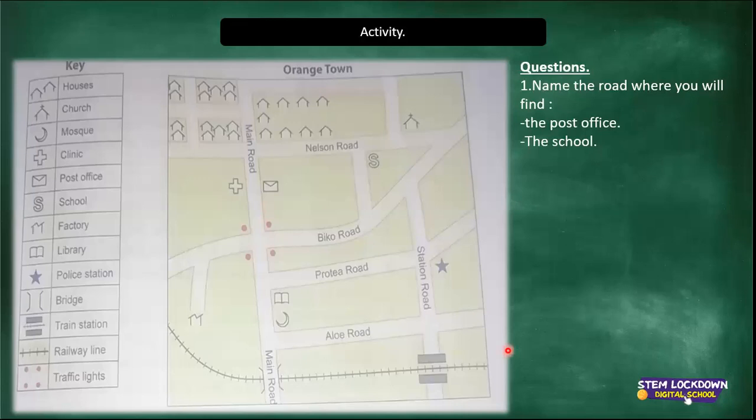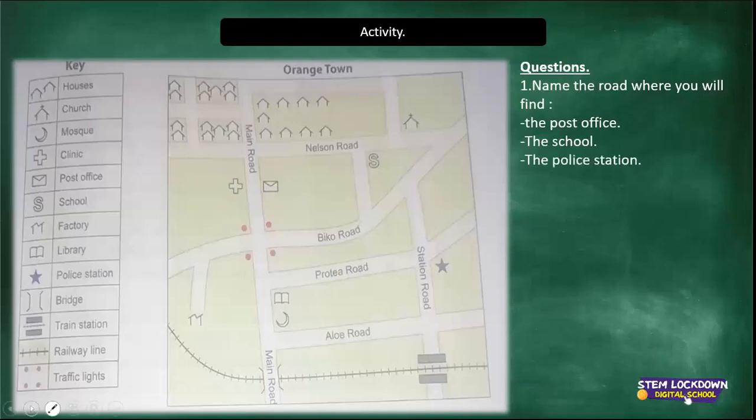On the group chat, Noah says we find it on the Nelson Road. Kara also says that we find it on the Nelson Road, and D also says the same thing. That's correct, guys. Let's move to the next question.